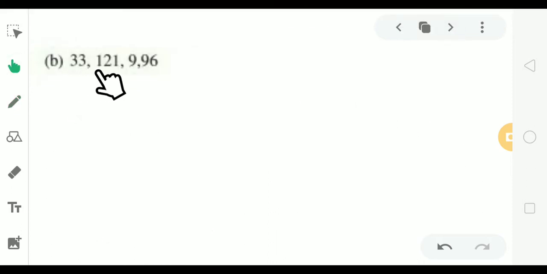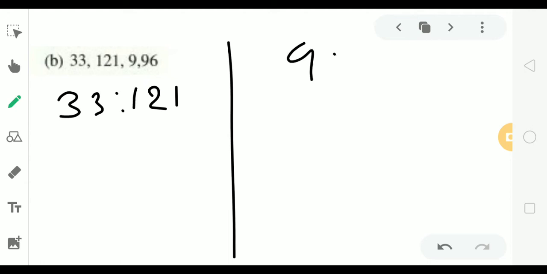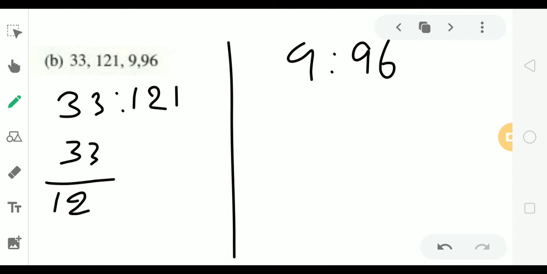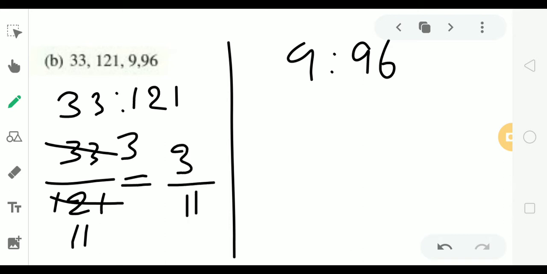Okay, let's see the next one: 33, 121, 9, 96. The first 2, 33 and 121, we will take as a ratio, and 9 and 96 we will take as another ratio. 33 is to 121 we write as 33 upon 121. 11 threes are 33, 11 elevens are 121. So we get 3 upon 11, which is 3 is to 11.